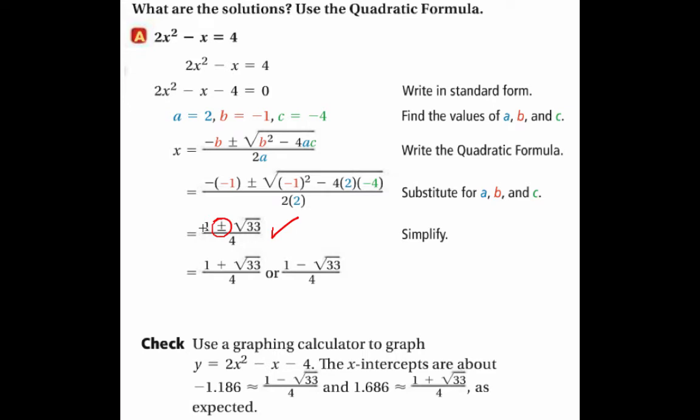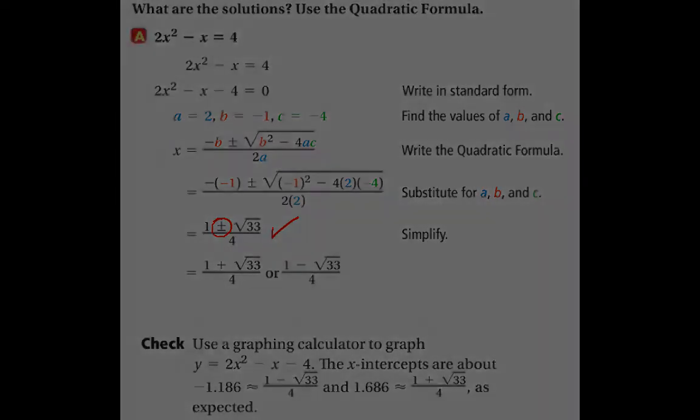Okay, and we could check our work here. We always have a check. We could use a graphing calculator to graph this equation. You have the calculator find the x-intercepts or the zeros for us, and then we can see if we get the decimal equivalent or decimal approximations of those values. Okay, so we can use our technology to check our work.